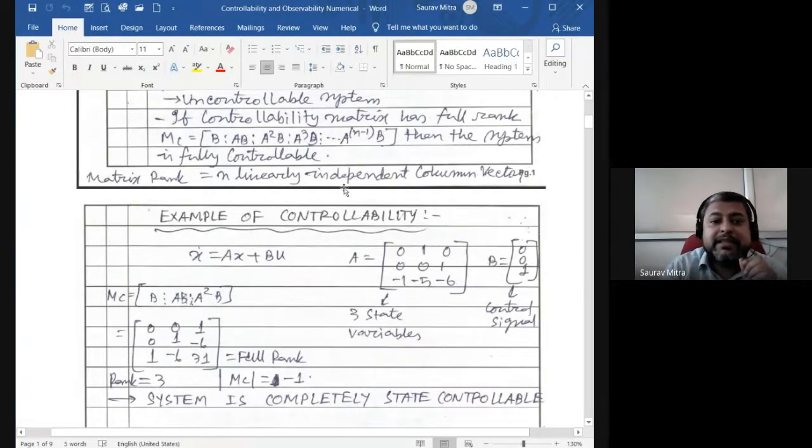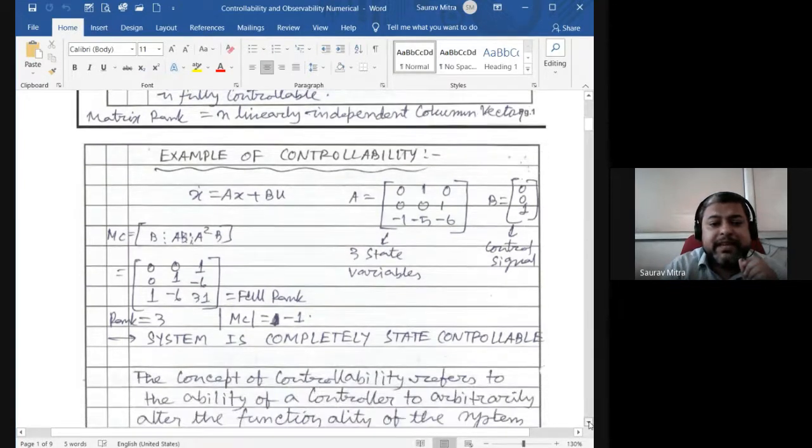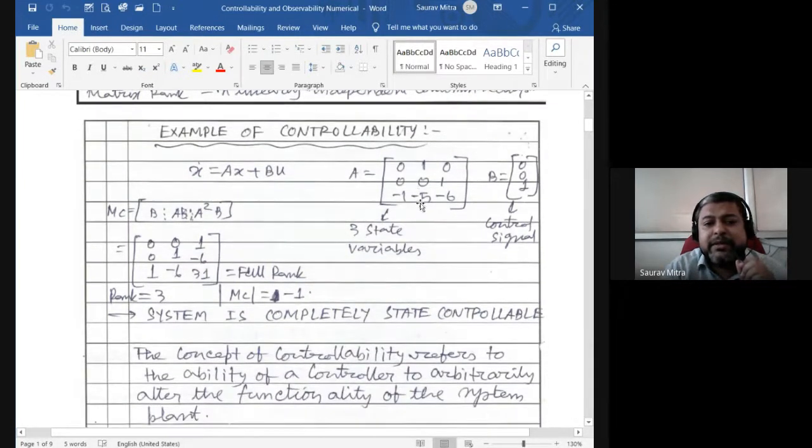So matrix rank n means linearly independent column vectors. In this case a numerical is given, x dot is equal to Ax plus Bu. The A matrix is given, the B matrix is given. This A matrix is 3 cross 3, that means there are 3 state variables. In that case MC will be B, AB, A square B. So from here, first A is given, find A square, and then multiply B with that. A square will also be 3 cross 3, multiply B with that, and you will find 3 cross 1.